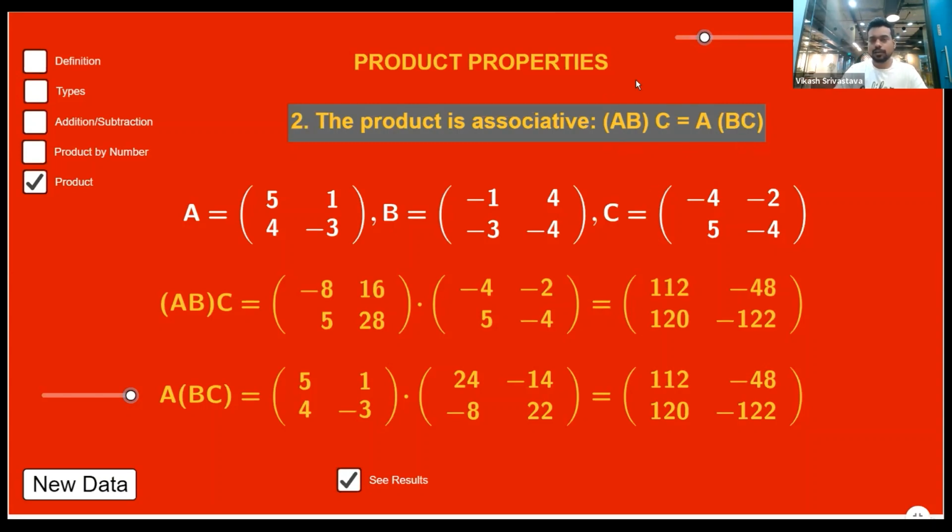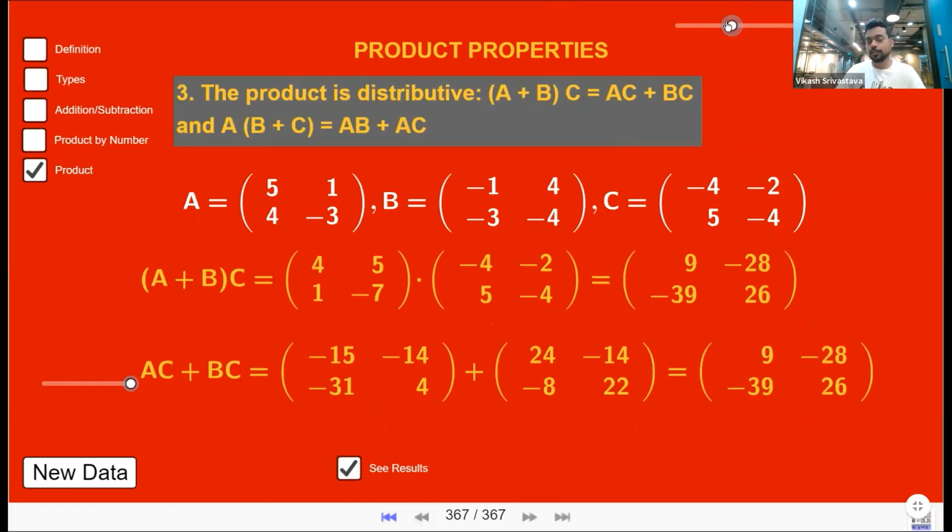Now let's move to the third property. The product is distributive. This is the property of distributivity. What it means is, let's say I have this particular matrix, A plus B, a resultant sum matrix, and then I multiply this with C. This operation is equivalent to multiplying A with C plus multiplying B with C. The order is important, so you cannot write CB here. You have to keep this in mind.